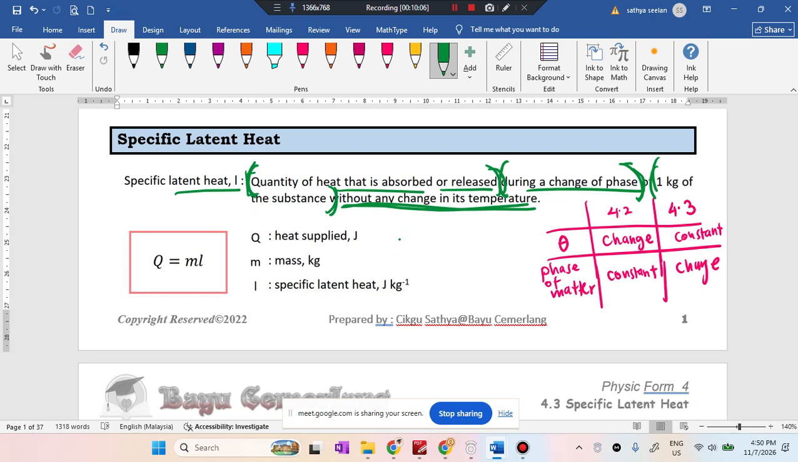Jadi formula dia apa? Q equal to ml. You boleh pakai L besar ataupun L kecil, up to you lah. It doesn't really matter. It's just a notation. Okay, dia kena sebenarnya macam ni lah. ml tu.